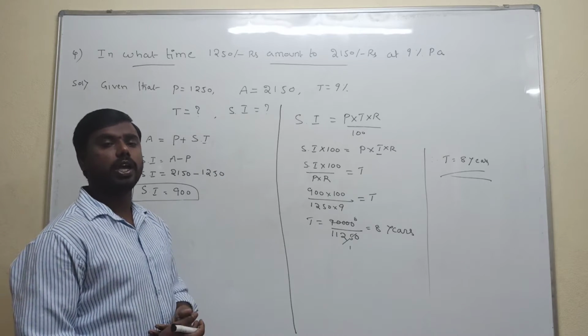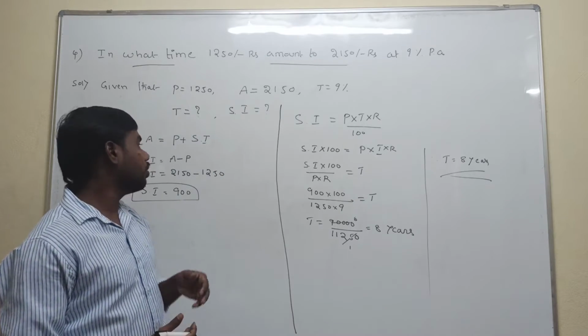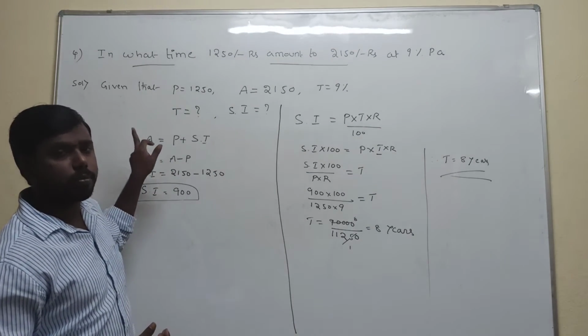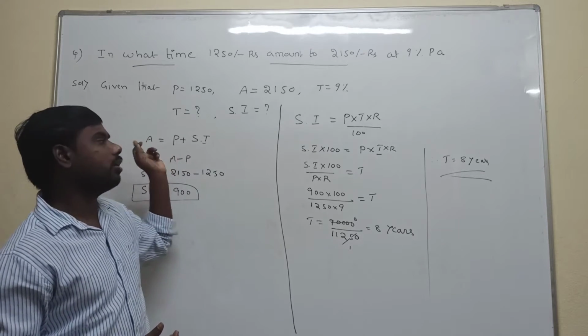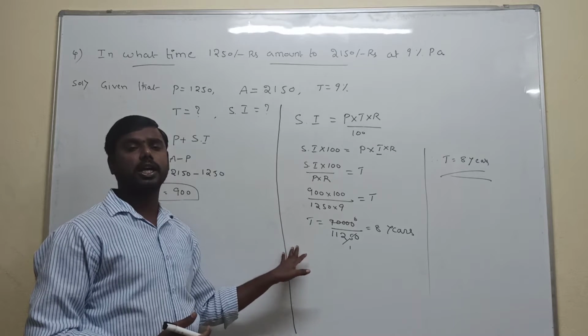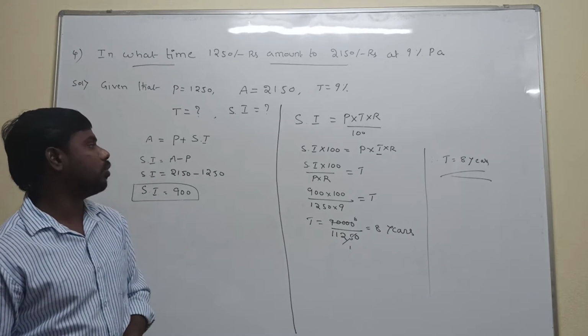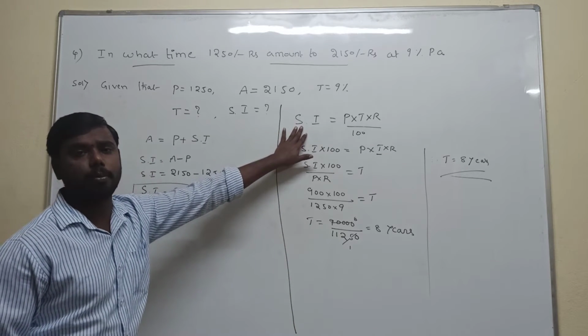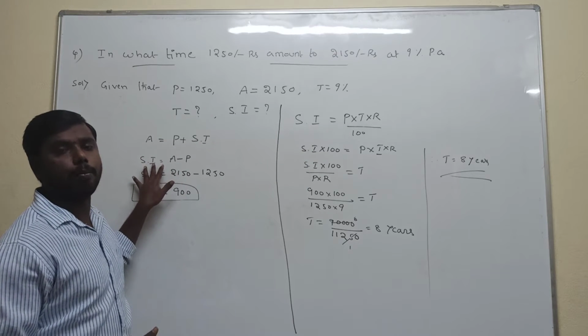Same, like we have to calculate the principal amount. First we have to calculate the amount using the simple interest formula. After that we have to apply the simple interest formula PTR by 100. After that we need to calculate the principal, only by using the simple interest formula and the amount formula.